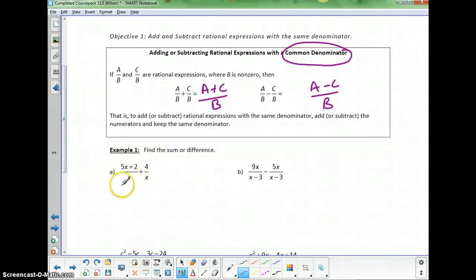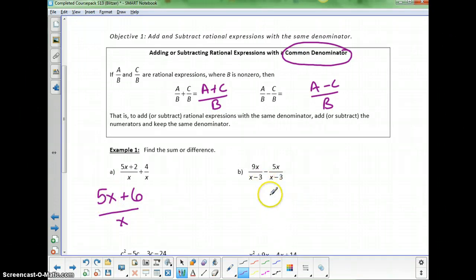My common denominator is x. I'm going to add the numerators just by combining like terms. So 5x doesn't have a like term, so I'm going to keep the 5x plus 6. 2 plus 4 is 6 over my common denominator of x. Check to see if this can be reduced. Since my binomial can't be factored, I know this cannot be reduced.